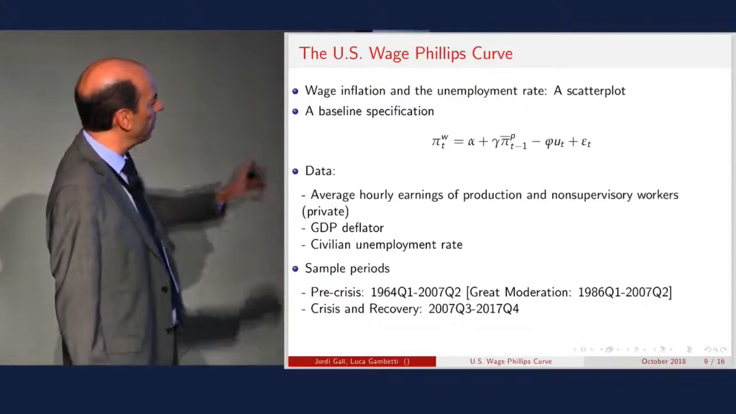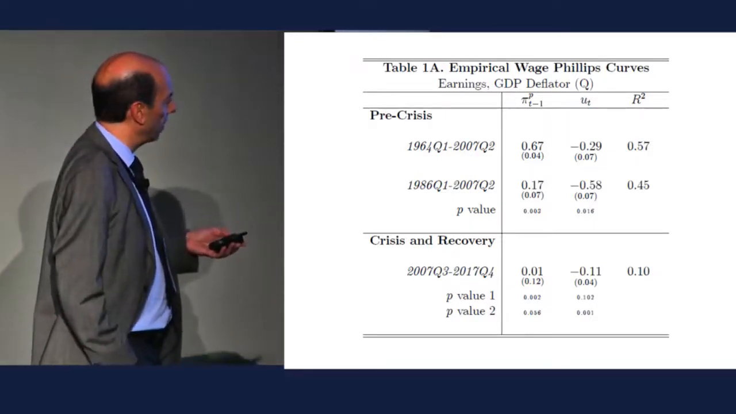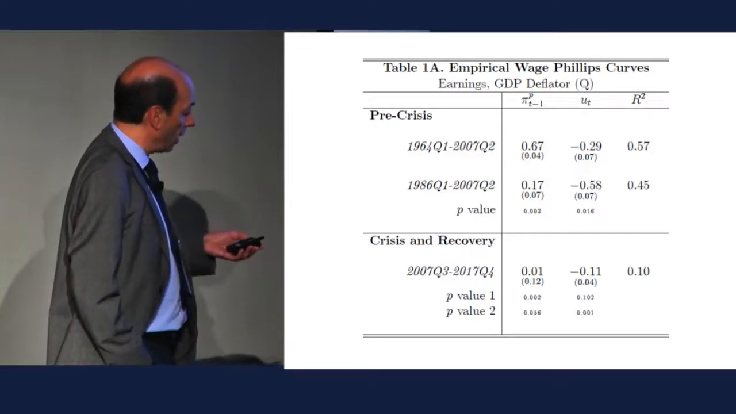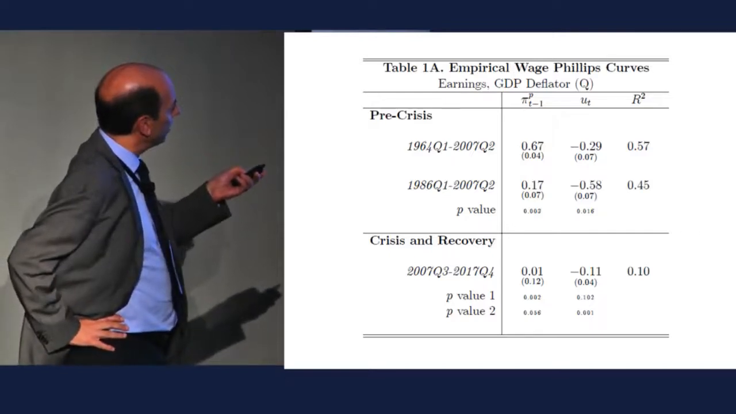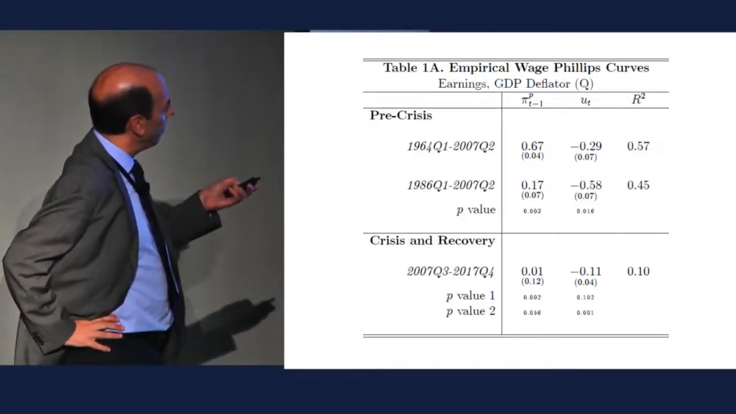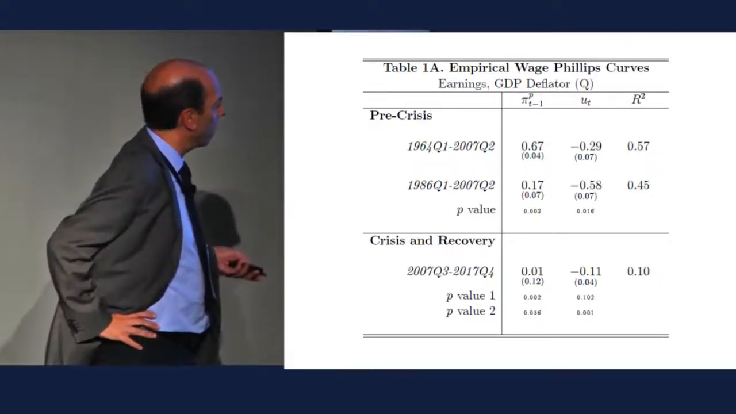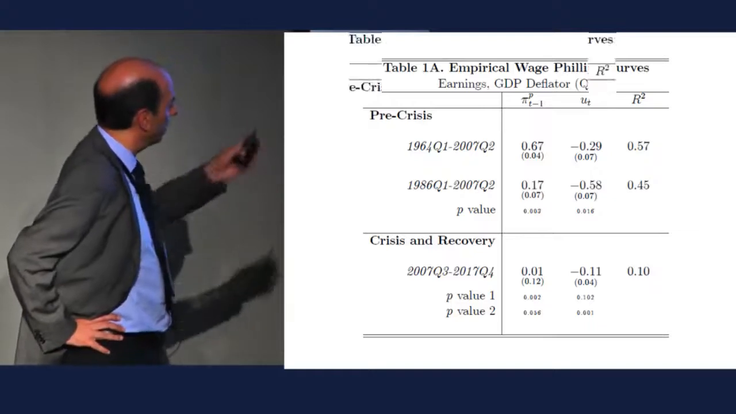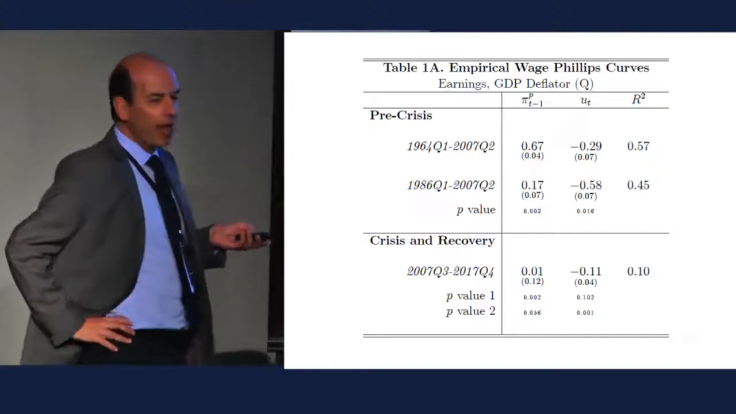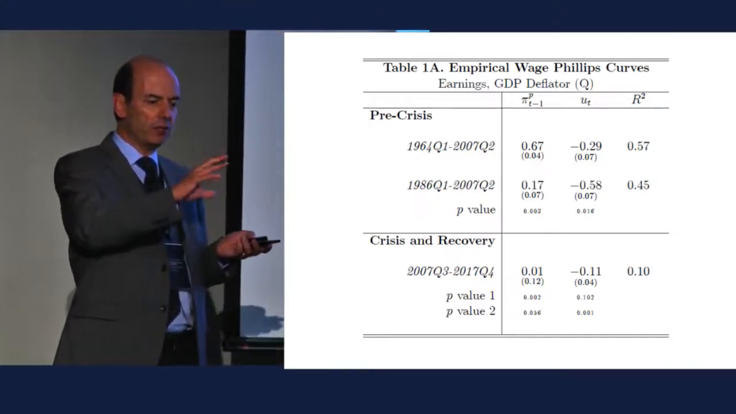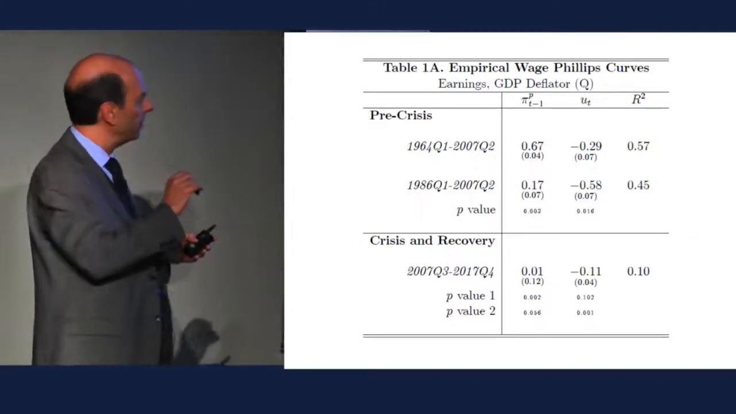So what I'll do next is show you several tables. They all have the same structure, and they report the OLS estimates of that simple equation. So again, here you have the coefficient on lagged inflation and on the unemployment rate, and here you have the different sample periods and the p-values for tests of equality of coefficients between periods. So things to observe.